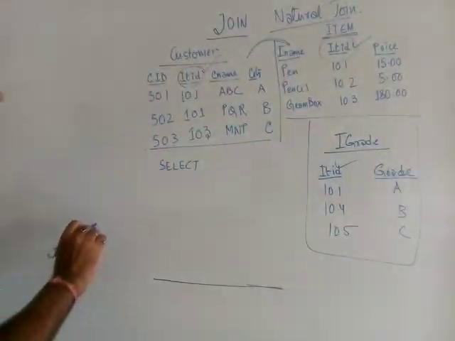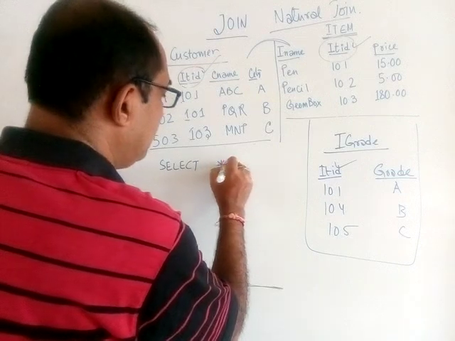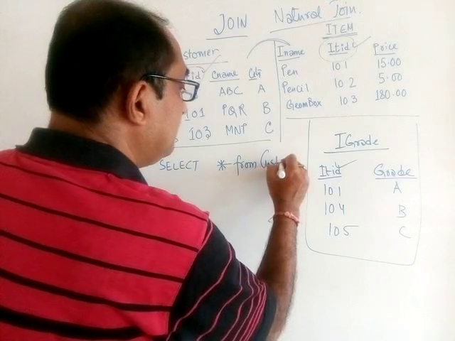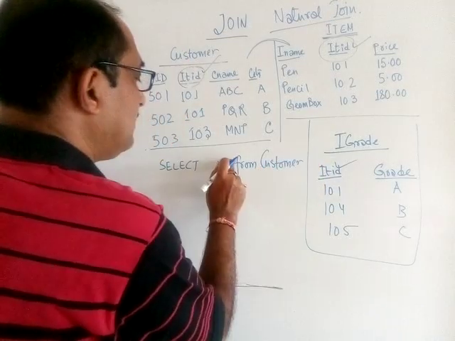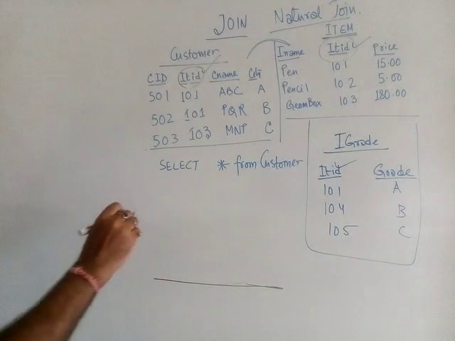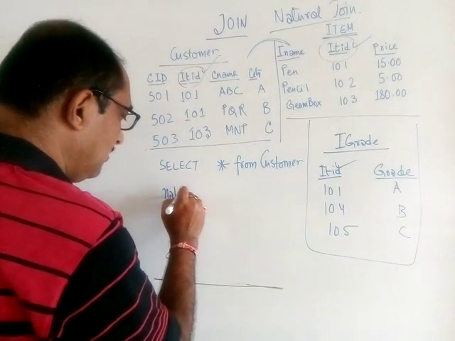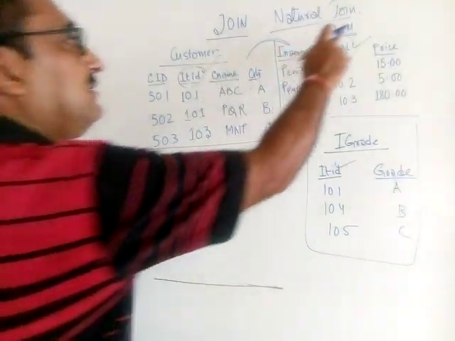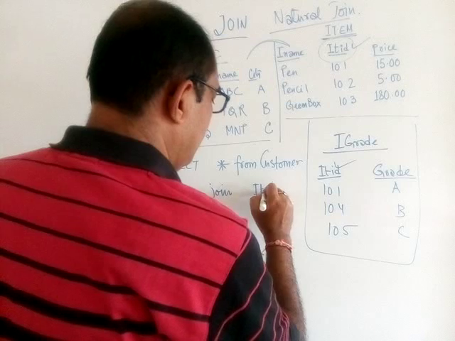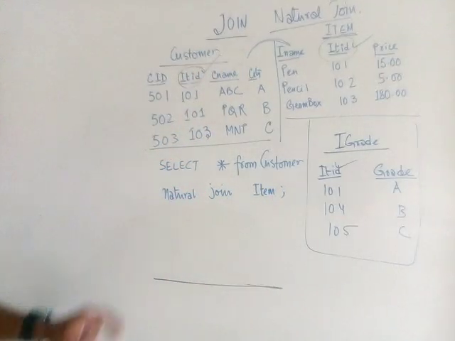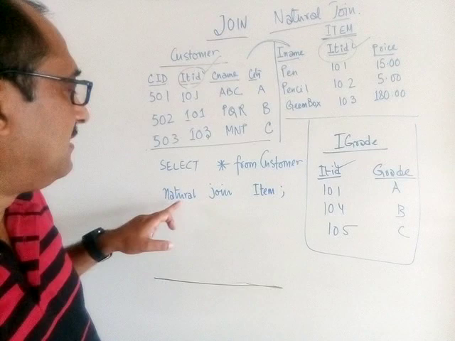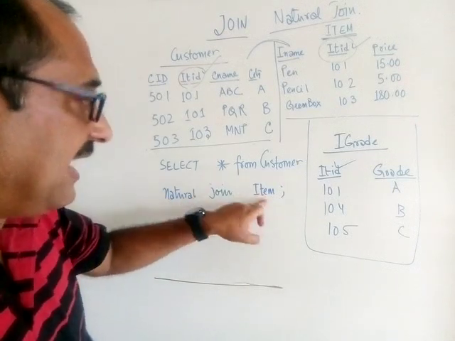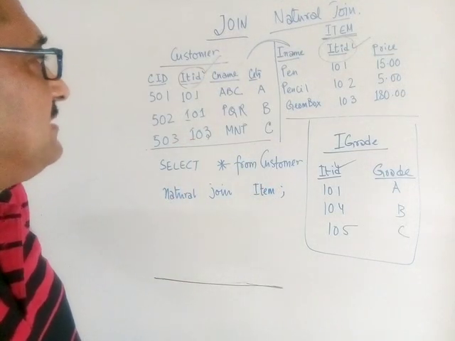Say I wrote select star from customer. Okay, that means I told it to select all the fields from customer. Natural join, this is the clause which is to be used, natural join, and then you write the other table, that is item. Fine. What did I do? I wrote select star from customer, two keywords, natural join. Here I am using the join clause, item, the second table. What will happen in this case?